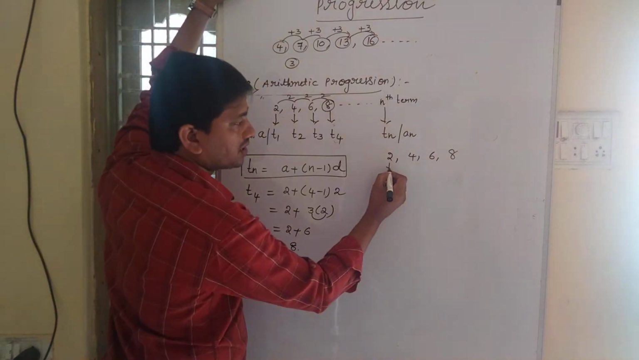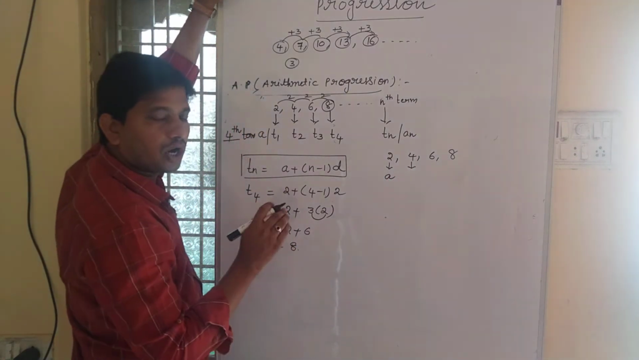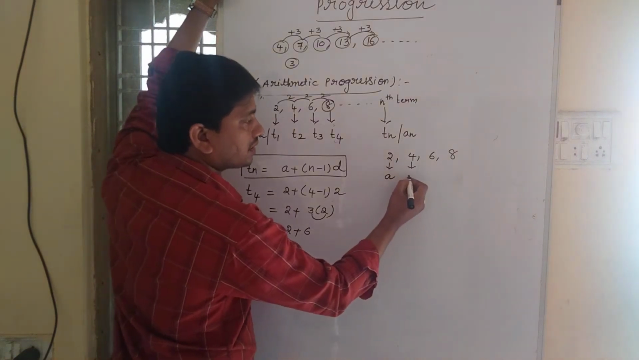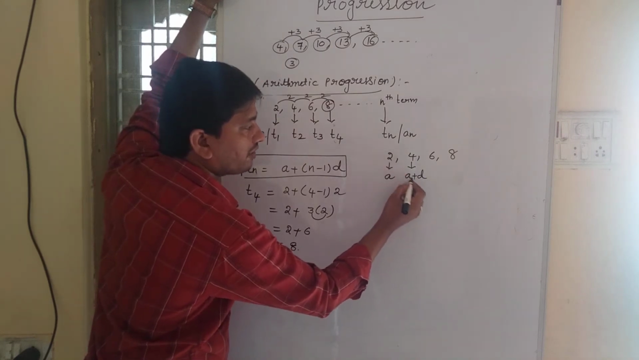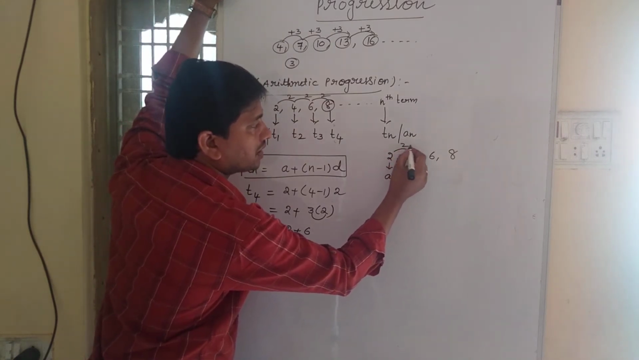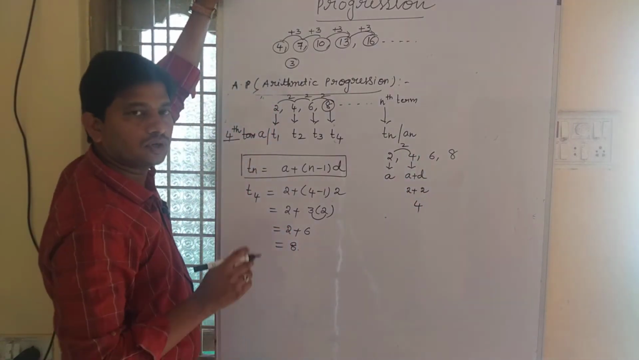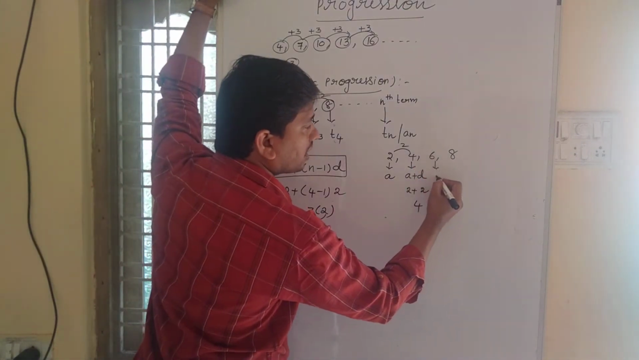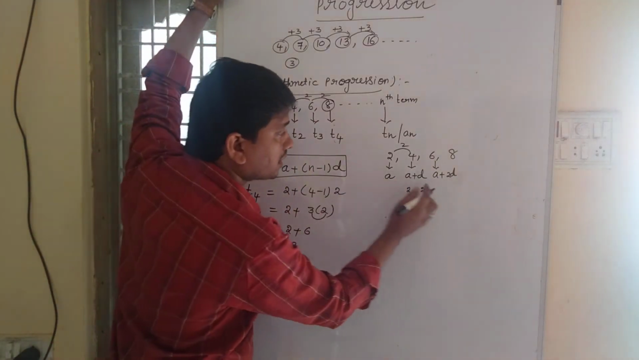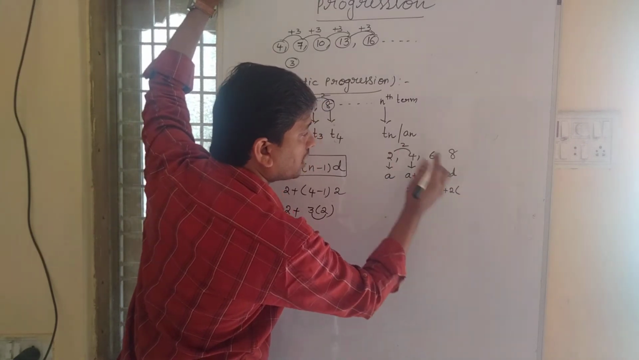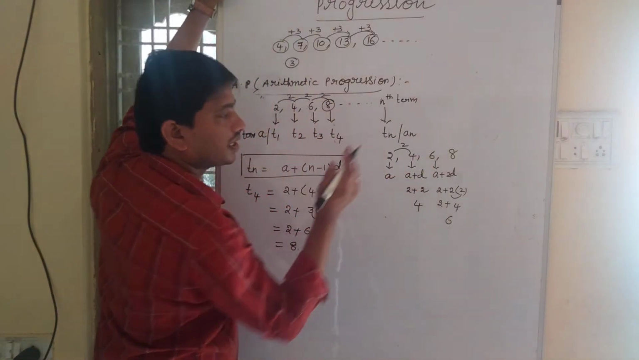So the first term is represented by A or T1. Second term is T2. How to obtain T2? T2 is A plus D, children. Why did we get it as A plus D? Because we know that the A value is 2, and the common difference here is 2, children. So 2 plus 2, we got 4. What is the third term? The third term is A plus 2D, children. A is 2 plus 2 into D, which is 2. So 2 plus 2 into 2, 4. So 2 plus 4, 6, children.